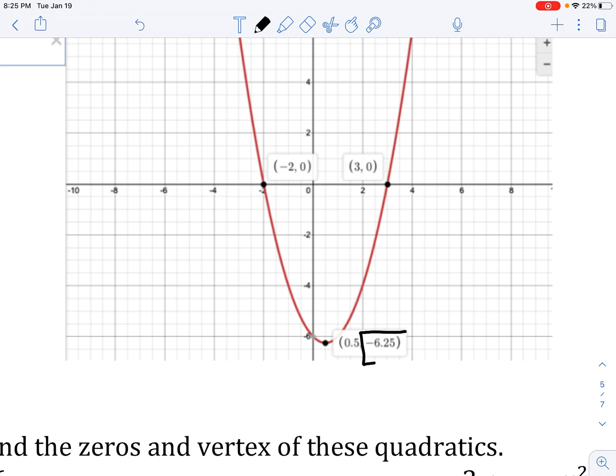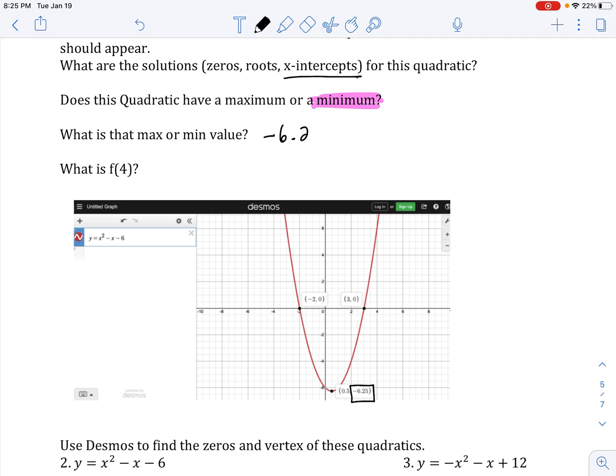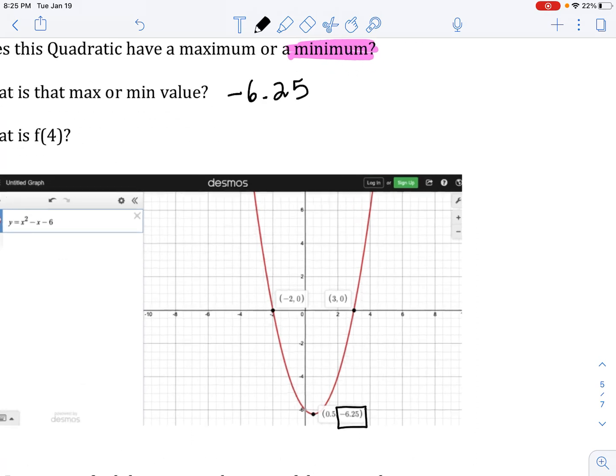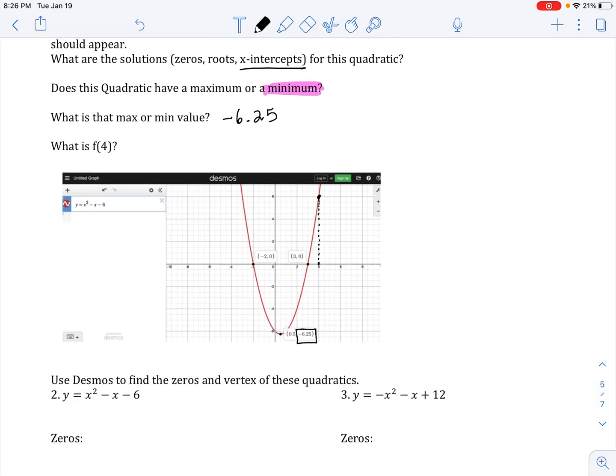What is that max or min value? I would go ahead and look. The max or min value is the y value of the vertex. So that's -6.25, right? What is f of 4? Let's see, I'm going to look at my x-axis, and I see that x equals 4 is right there. I can follow that up to where it touches the curve. And that should be the value of f of 4.